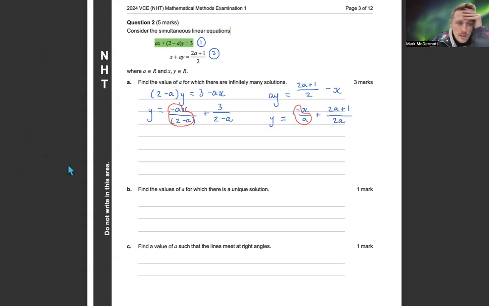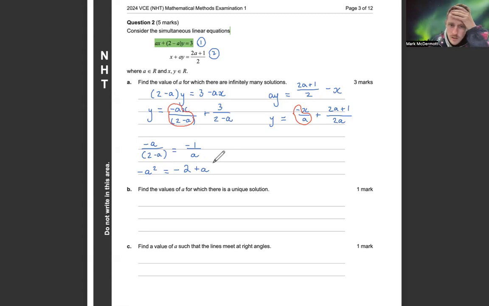We're going to get negative a on 2 minus a is equal to negative 1 on a. Okay, hopefully that can be solved. So let's try and solve that. Multiply a to both sides. We're going to get negative a squared, and multiply 2 minus a to the other side, so it's going to be minus 2 plus a.